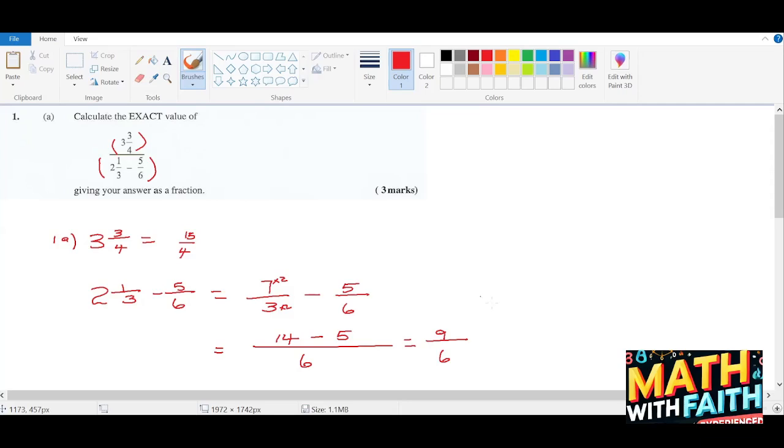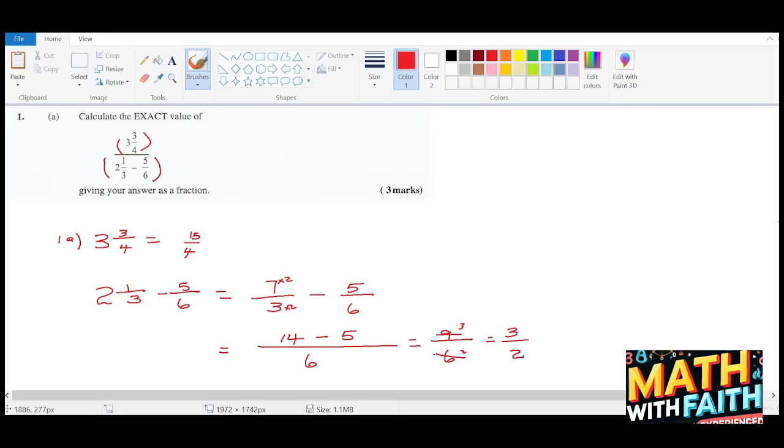Nine, right? So that's 9 over 6. Reduce that. 9 over 6 is 3 over 2. As if I divide this by 3, I will get 2. If I divide this by 3, what I do on the bottom, I do on top, I will get 3. So that's 3 over 2.